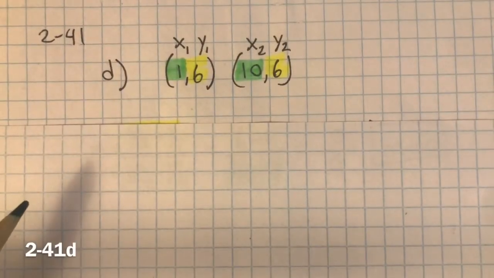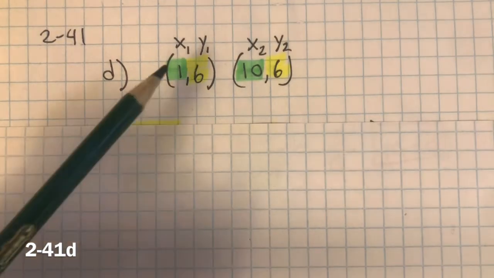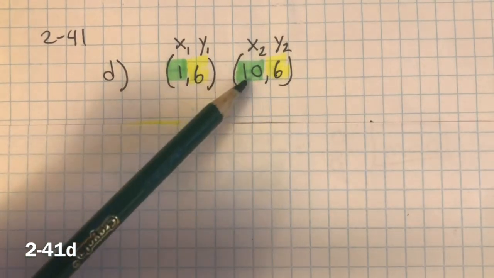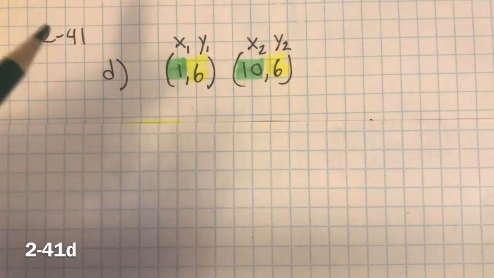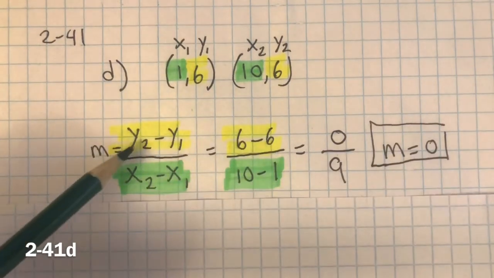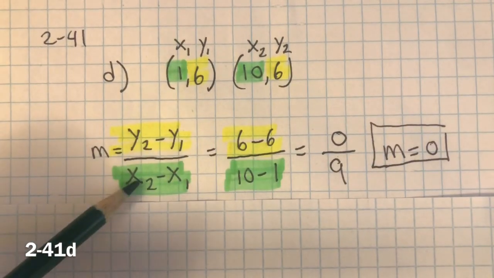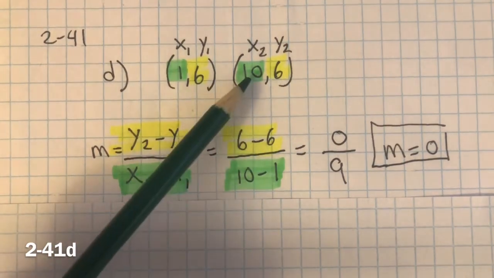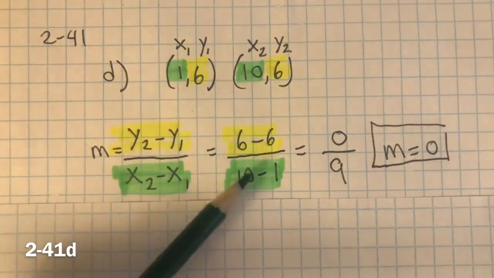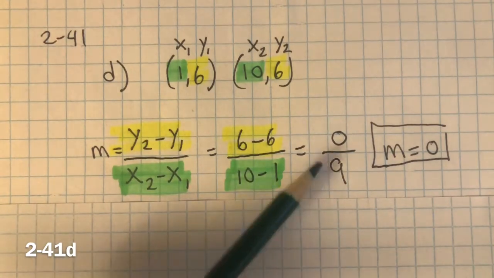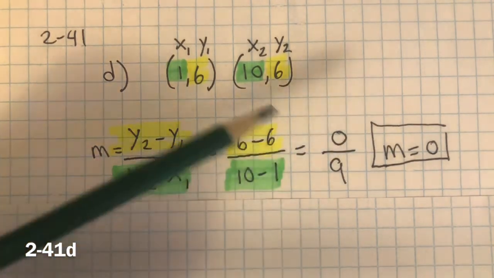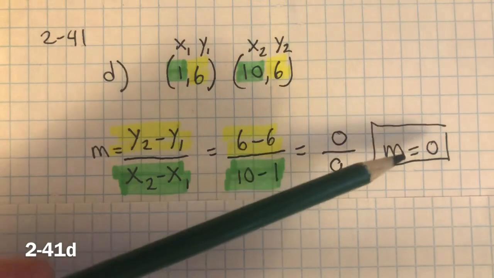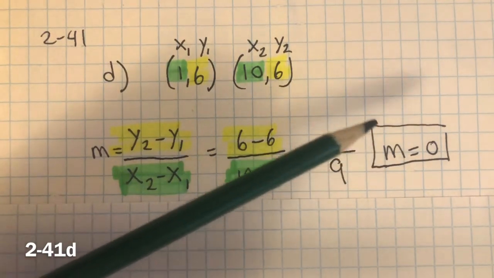Problem 241d, a line goes through the points (1, 6) and (10, 6). Well, we're going to use the slope formula again, the difference of the y's over the difference of the x's. We have 6 minus 6 and 10 minus 1. 10 minus 1 is 9, 6 minus 6 is 0. Well, 0 divided by 9 is 0, so the slope equals 0.